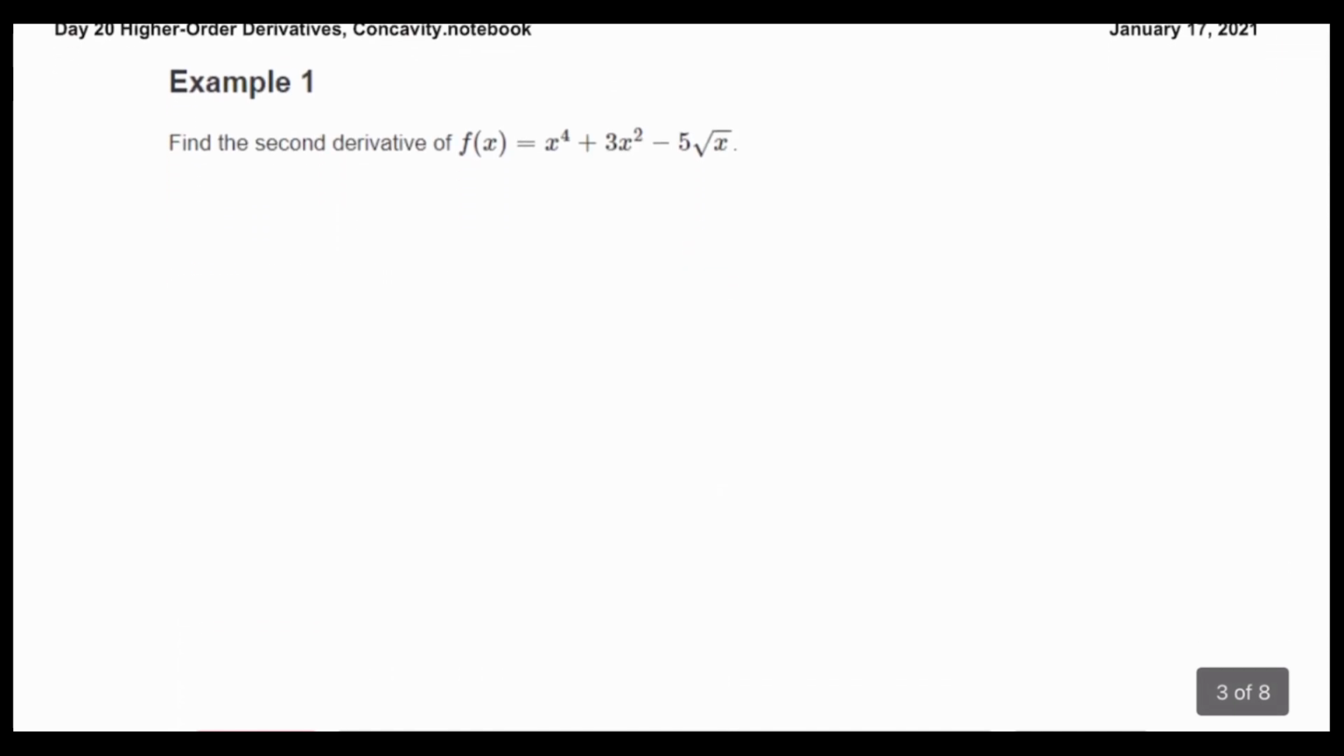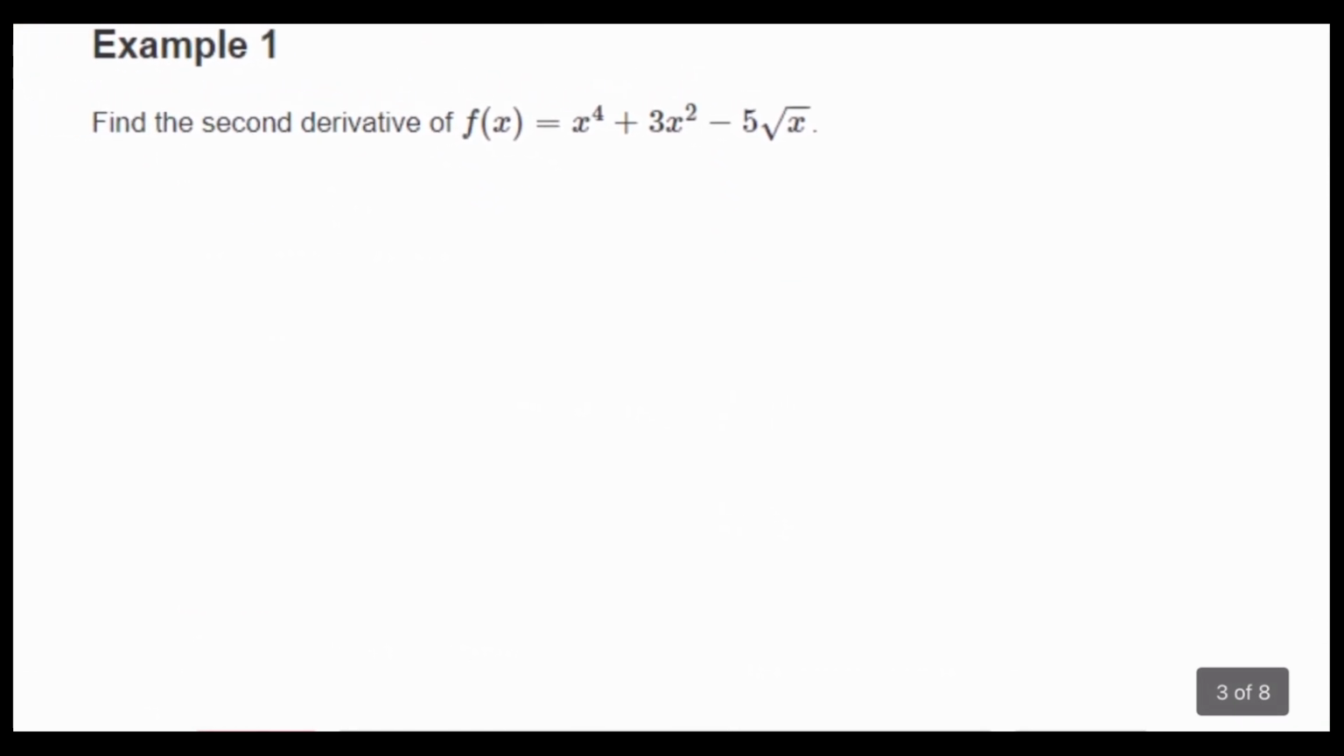Let's take a look at a specific example and see what this looks like once again. Example 1. Find the second derivative of f(x) = x to the power of 4 plus 3x squared minus 5 to the power of x. Remember, the first thing we're going to want to do here is switch from having a square root or root notation to expressing it in terms of exponents instead. So let's start with that.